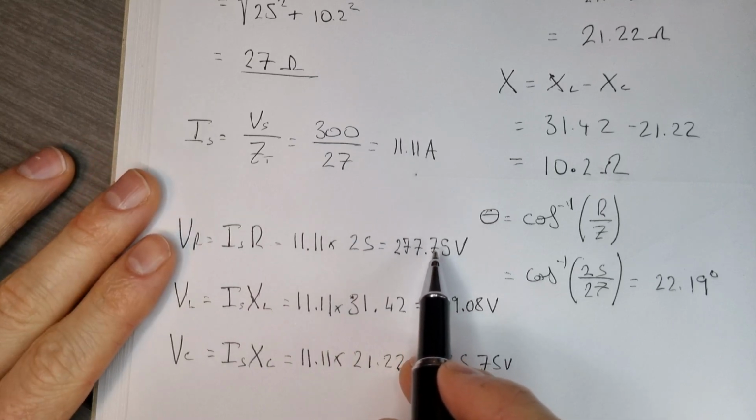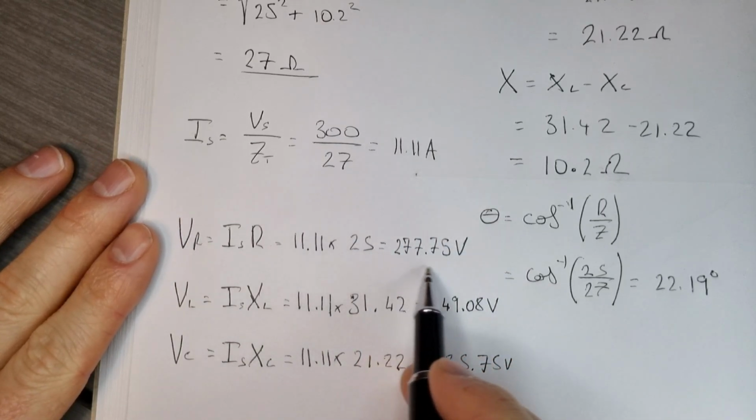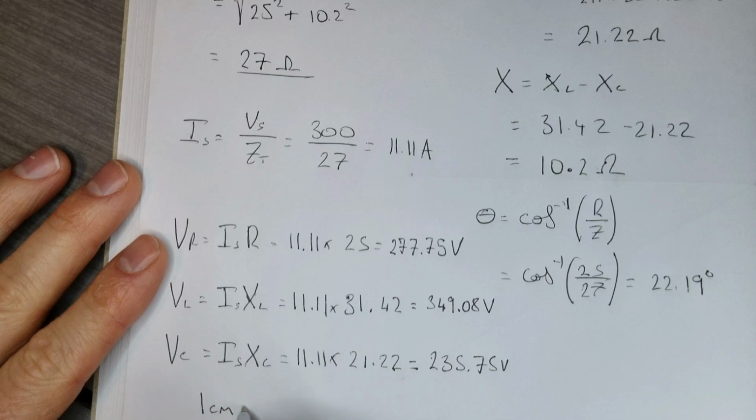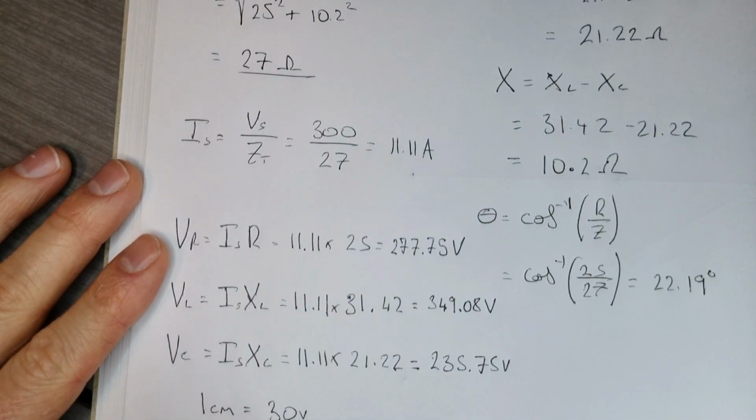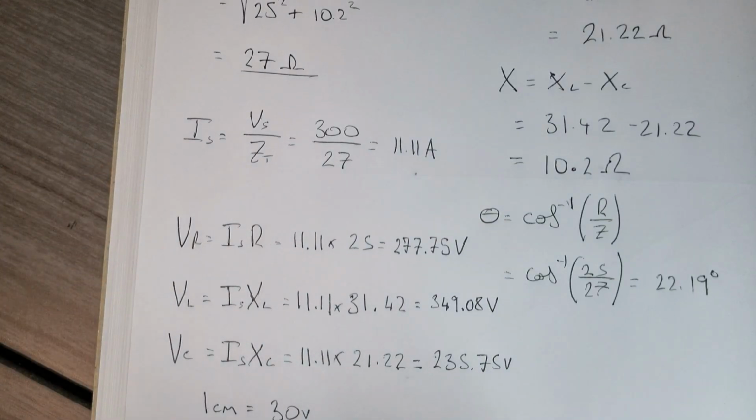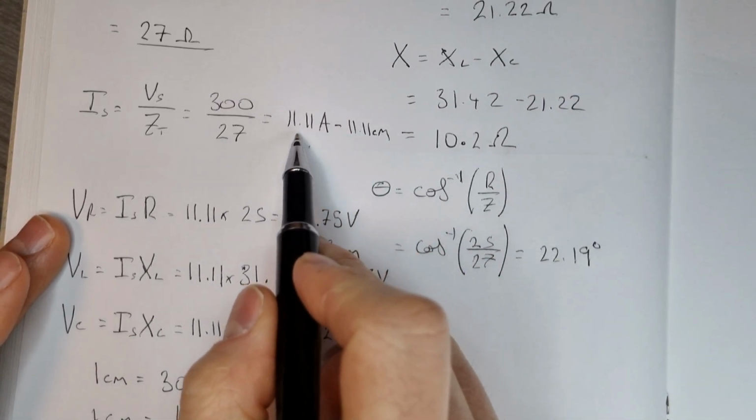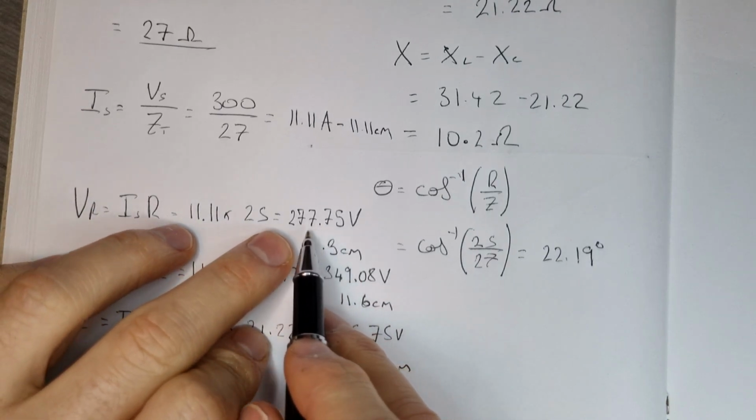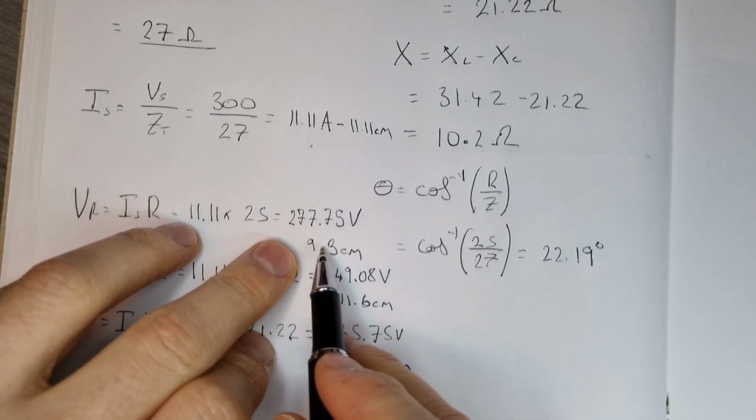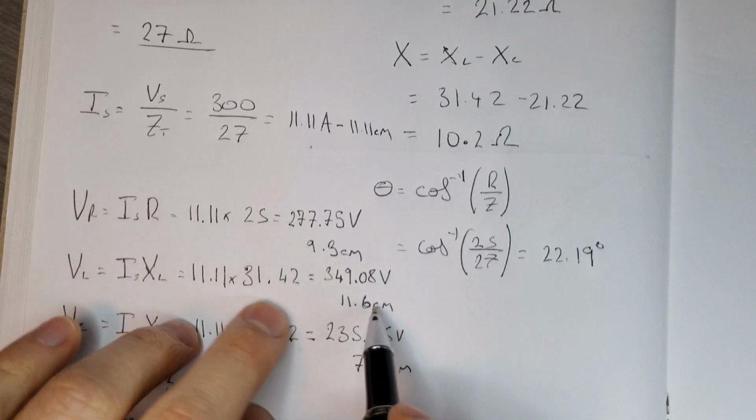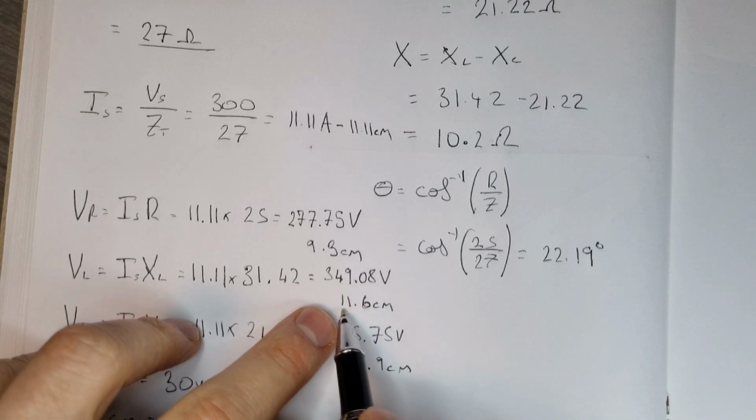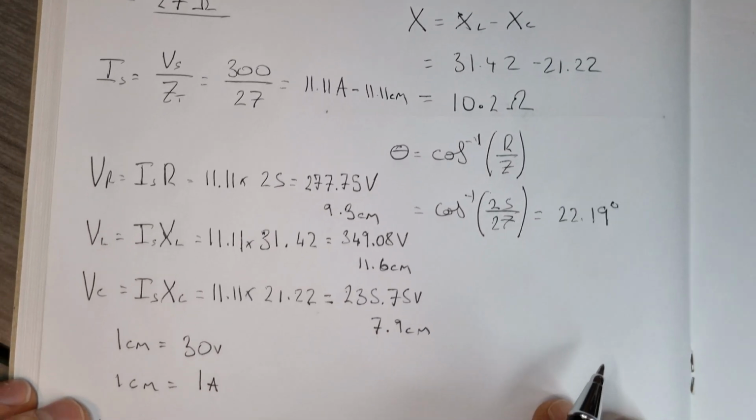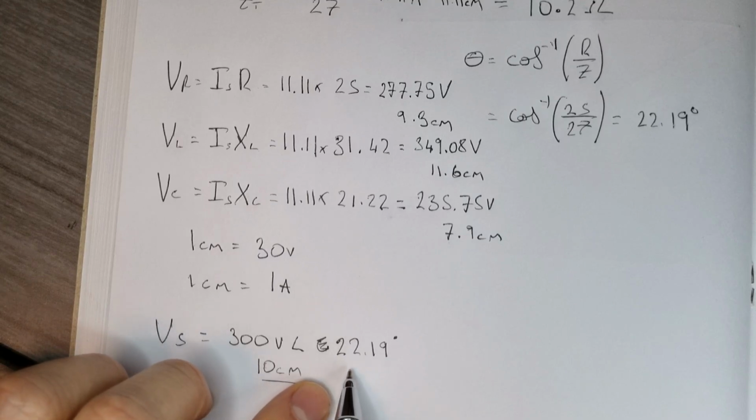What I would first of all do, as before, is come up with a scale and then convert each of these into lengths that I'm going to draw on my phasor diagram. In this case, in the book, I've used a scale of 1 centimeter equals 30 volts, and for the current, 1 centimeter is 1 amp. So 1 centimeter to 1 amp gives us 11.11 centimeters for the current. For the voltage over the resistor, we take our 277.75 and divide it by 30, and that gives us 9.3 centimeters. 349.08 divided by 30 gives us 11.6. 235.75 divided by 30 gives us 7.9 centimeters, and then lastly 300 divided by 30 gives us a 10 centimeter line.